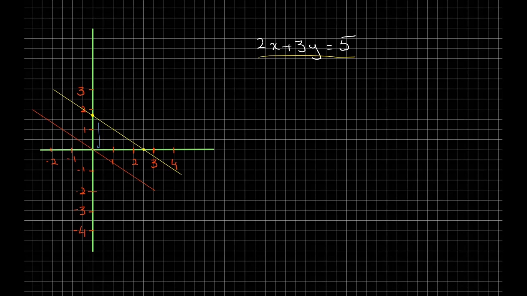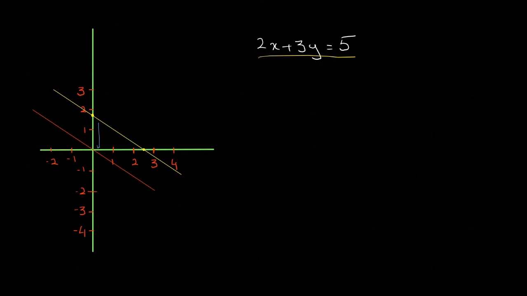The red line will never intersect the yellow line because they're parallel to each other, right? So if I draw lines which are parallel to each other, they will never intersect each other. So there will be no point of intersection, and the reason is because both lines are parallel to each other. Okay, so this line and this line are parallel to each other.